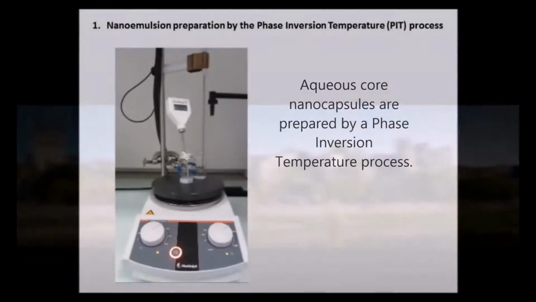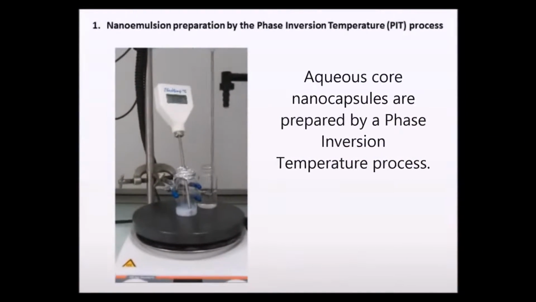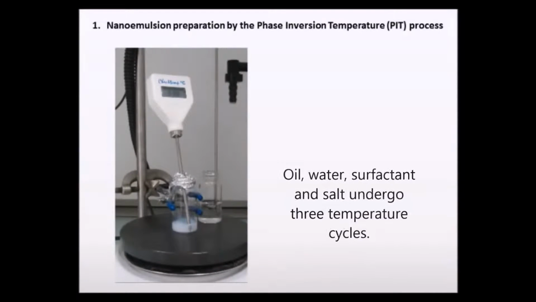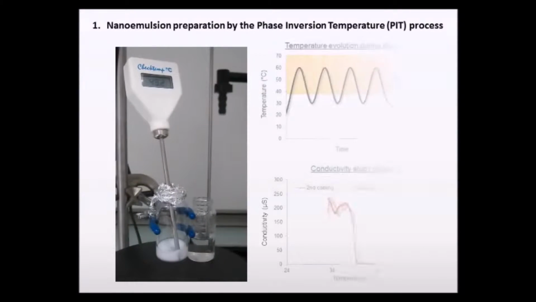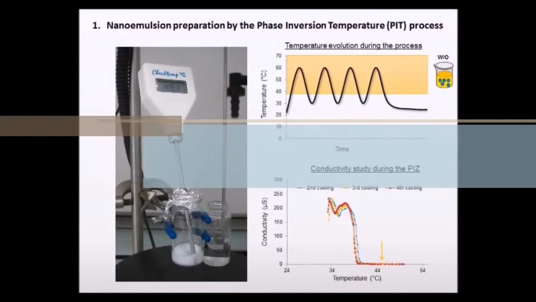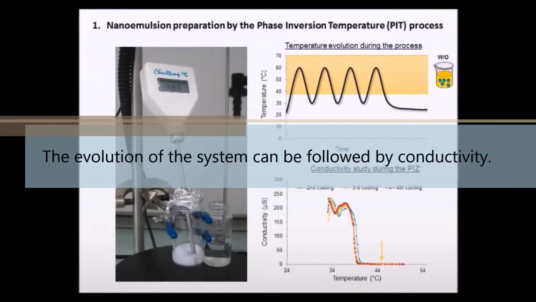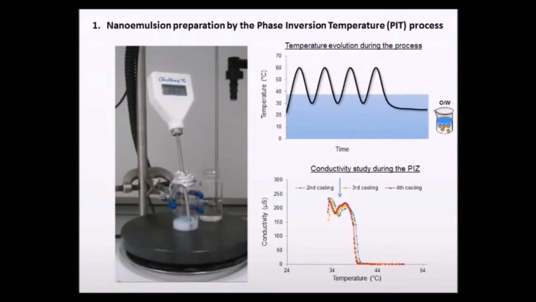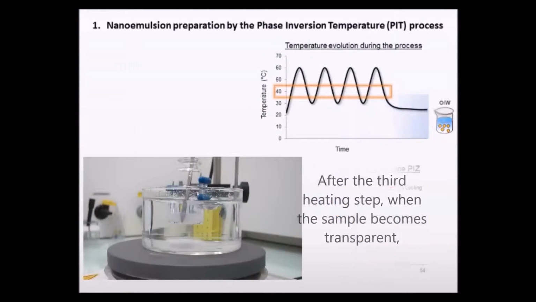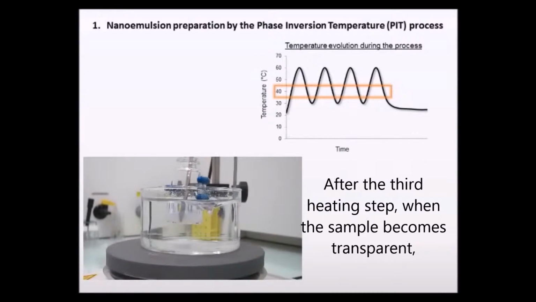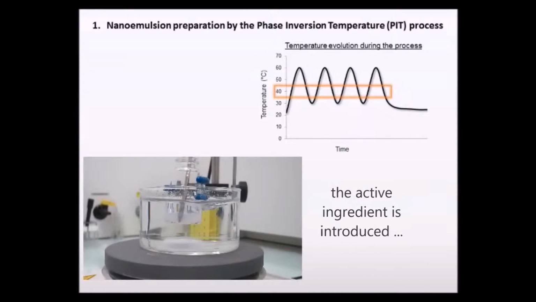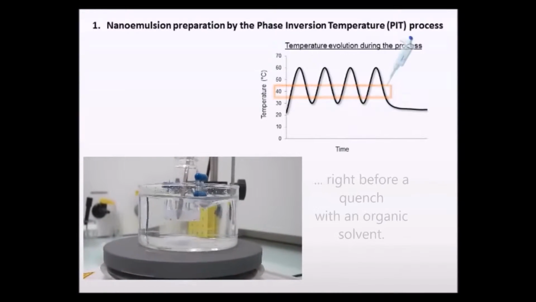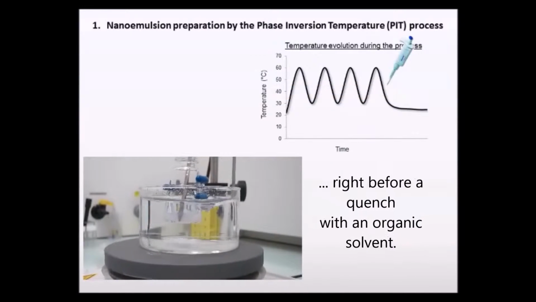Aqueous core nanocapsules are prepared by a phase inversion temperature process. Oil, water, surfactant and salt undergo 3 temperature cycles. The evolution of the system can be followed by conductivity. After the last heating step, when the sample becomes transparent, the active ingredient is introduced right before a quench with an organic solvent.